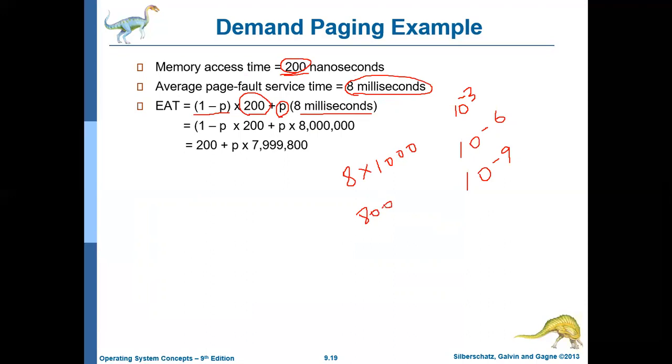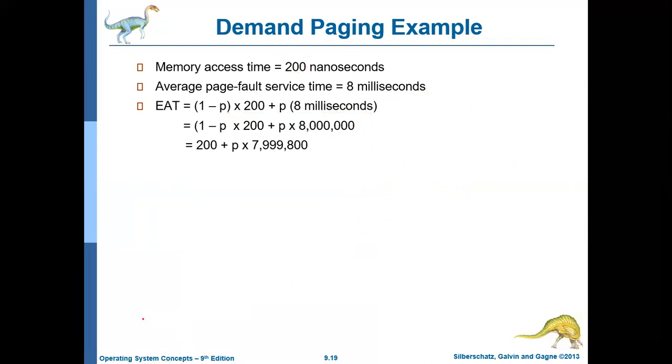8 millisecond is nothing but 8000 microseconds. If you multiply that by 1000, what you get is nanoseconds. So 8 millisecond is this many nanoseconds. Now if you simplify this equation, what you get is 200 plus p into 7,999,800, where p is the page fault rate.